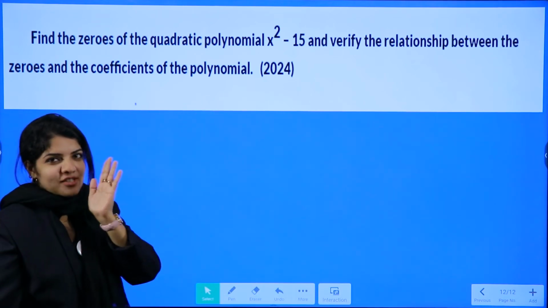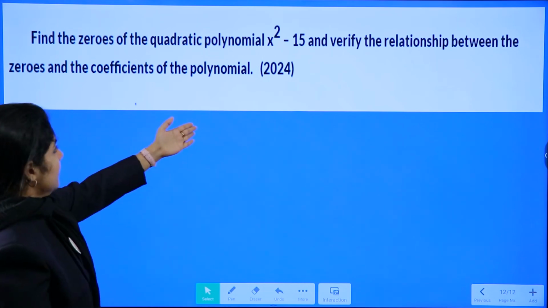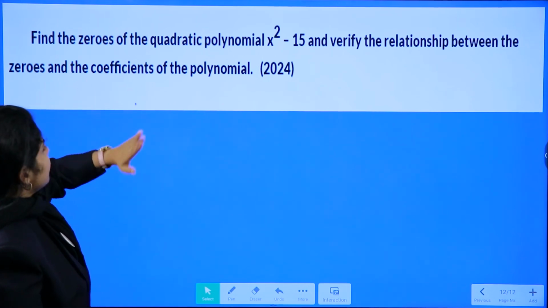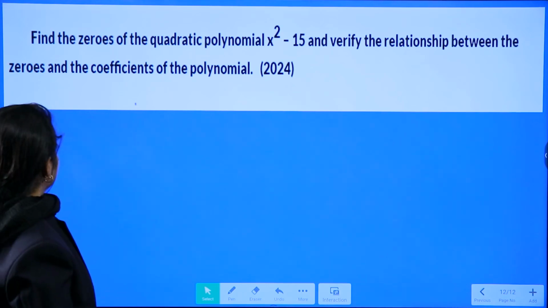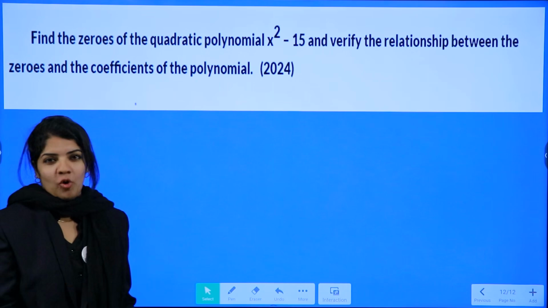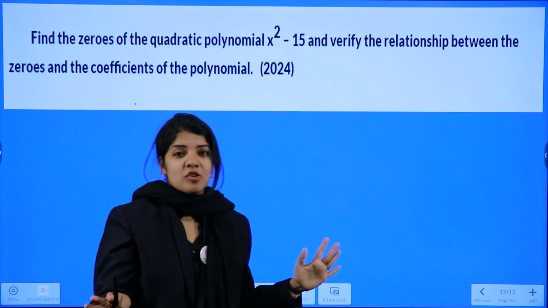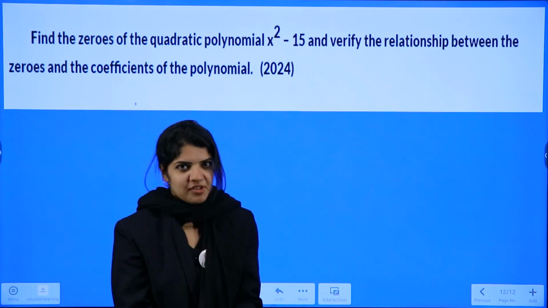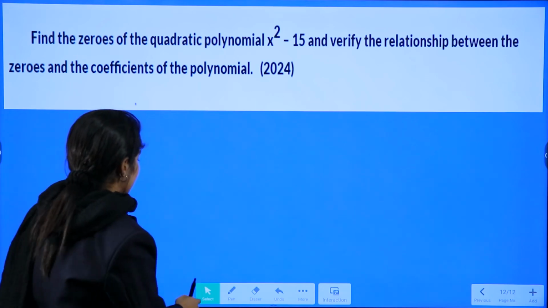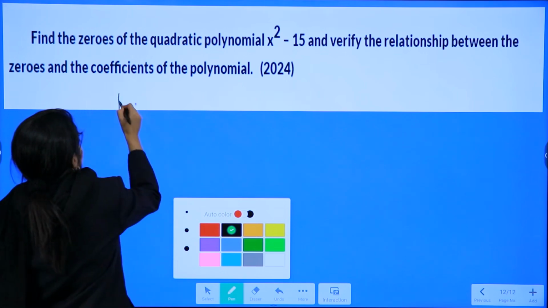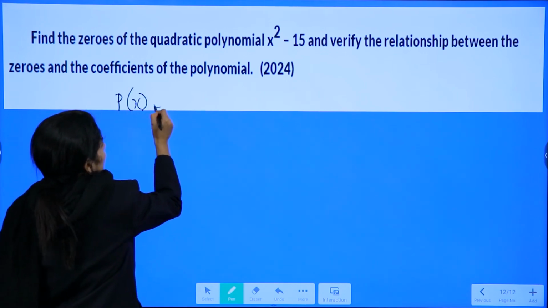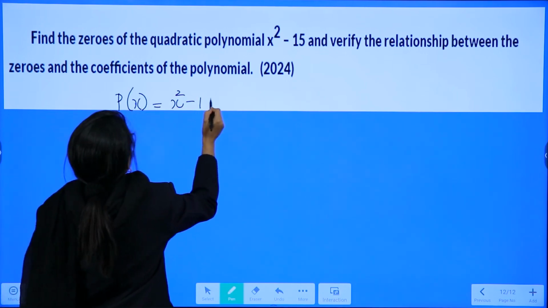Okay. So let's check out one more example, and this is very important, and this is a question from the previous year, 2024. Find the zeros of the quadratic polynomial x square minus 15 and verify the relation between zeros and coefficients of the polynomial. We have done so many questions of this type from our textbook. Okay, and this is a very important question. So the polynomial is P of x is equal to x square minus 15.